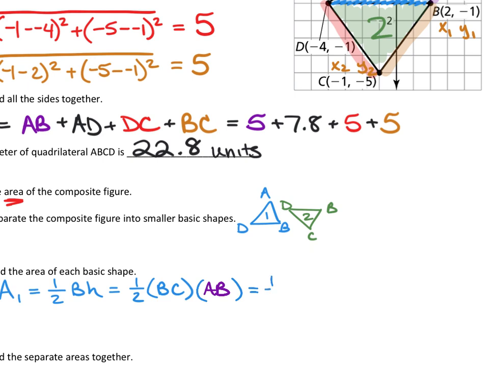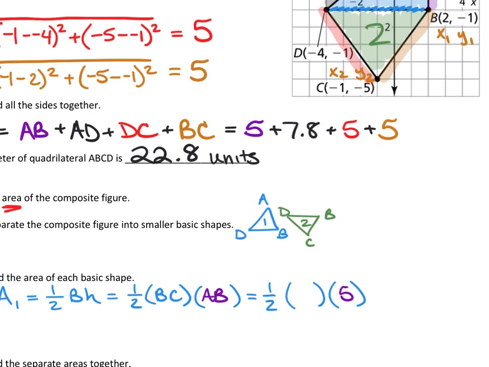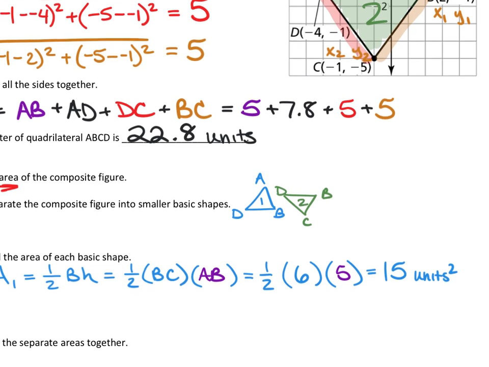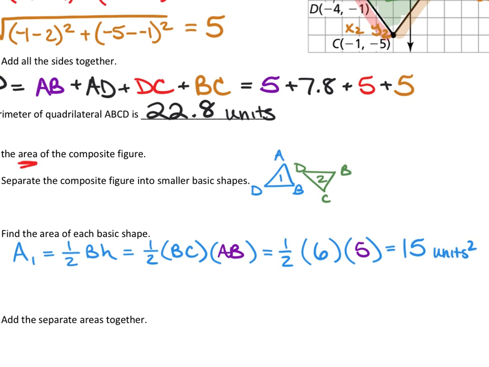So my formula would be 1/2 times BD times the distance 5, because that's AB. What is that distance BD? How far is it? Do we have to use the distance formula to find it, or can we just count? We can count, which means this is 6. 1/2 times 6 times 5 is 15 units squared. But that's just the area of the blue part. I also need the area of the green part. That's area of triangle 2.